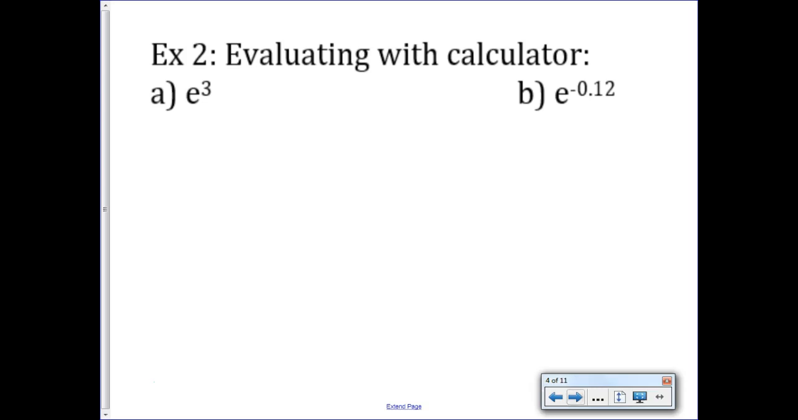I just said try to locate this on your calculator if you haven't yet. Now I'm actually asking you to evaluate with your calculator. So e to the 3rd would be 20.09 if we round to the nearest hundredth. And e to the negative 0.12 would be 0.89. Take a minute and see that you actually get those values when you plug them in on your calculator.